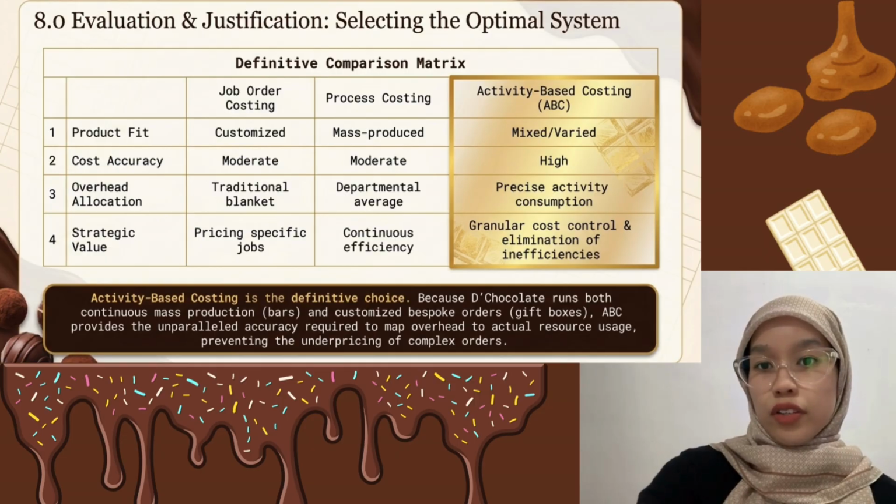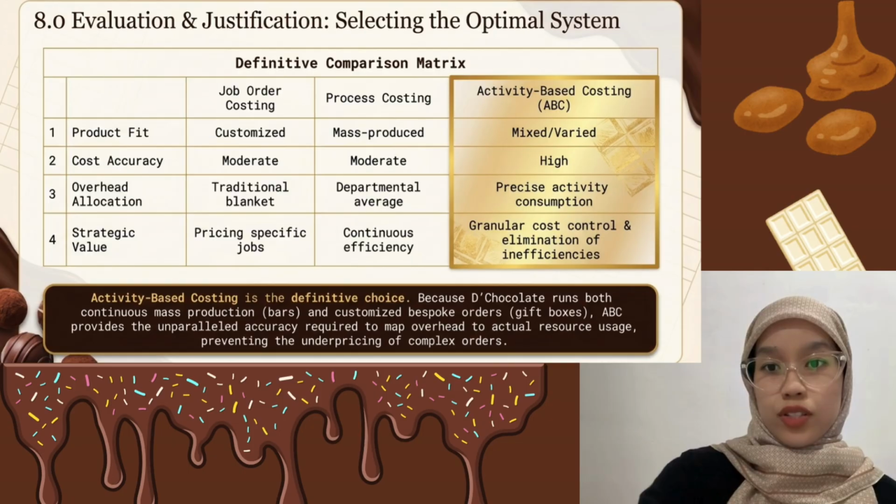Therefore, we conclude that activity-based costing is the most suitable costing method for D-Chocolate because it supports both standard and customized product while providing better cost accuracy and decision-making information.